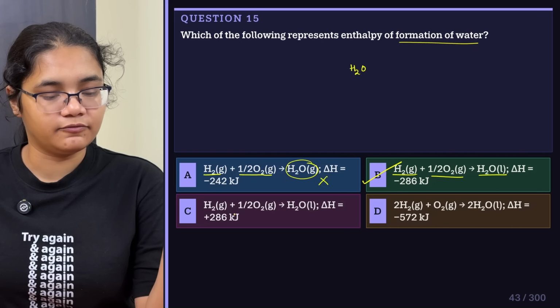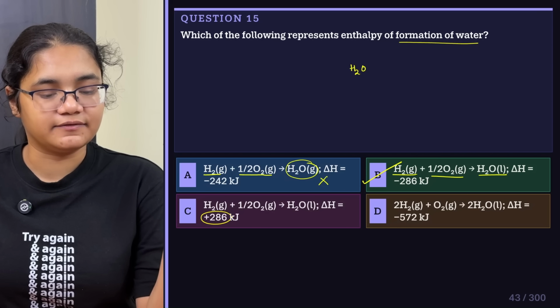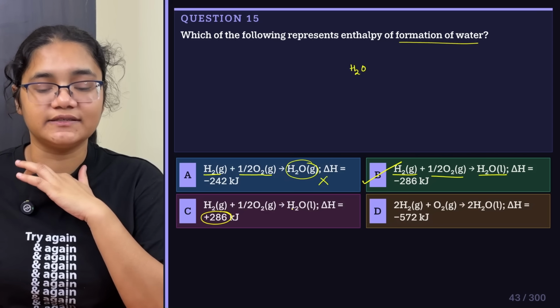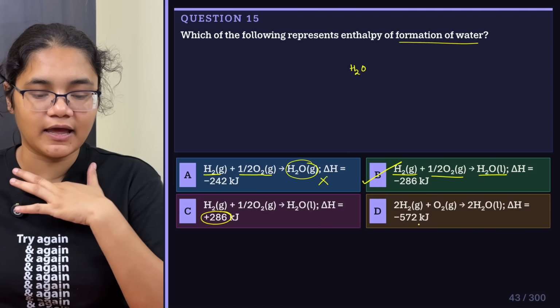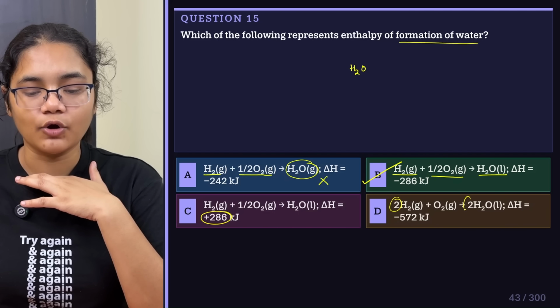Here what is the problem we have? Enthalpy of formation is given as a positive value. Enthalpy of formation is always negative. And here what problem we have? It is not for 1 mole.